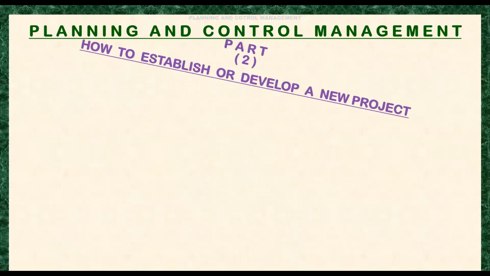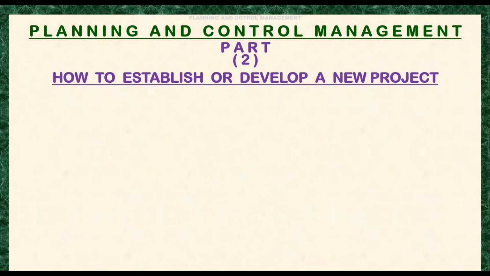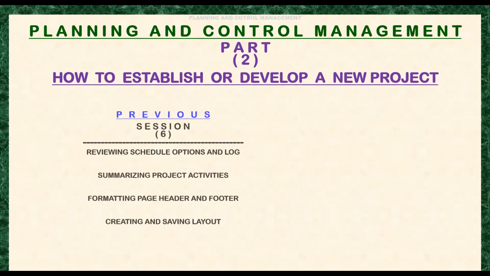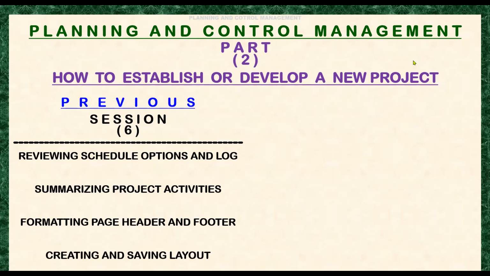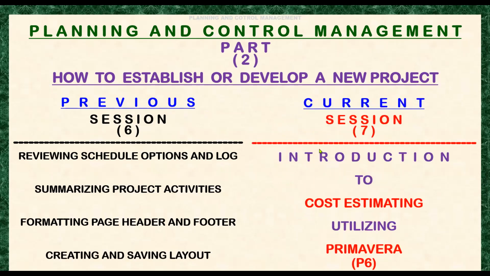As usual, here I am to introduce to you Planning and Control Management Part 2 on how to establish or develop a new project. And here is our previous session 6, reviewing schedule options and log, summarizing project activities, formatting page header and footer, creating and saving layout. And here is our current session 7, the introduction to cost estimating utilizing Primavera P6.